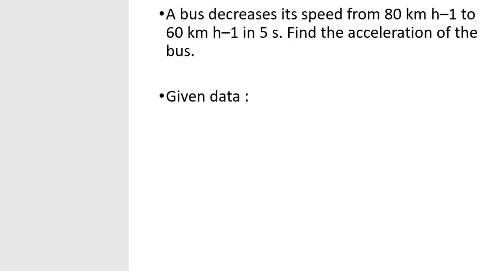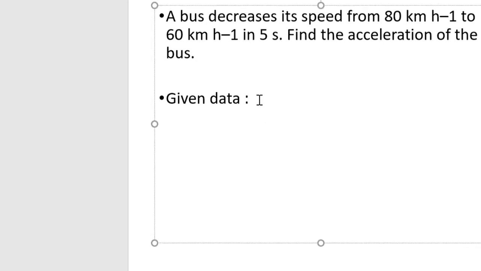Now next, look at this question again. This seems to be quite easy for you. I told you please jot down the given data first. Now a bus decreases its speed from 80 kilometers per hour to 60 kilometers per hour. So what is given over here? Two speeds are given, right? So one you can mention as u, which is the initial speed. So what is the initial speed here? 80 kilometers per hour, and then is v.